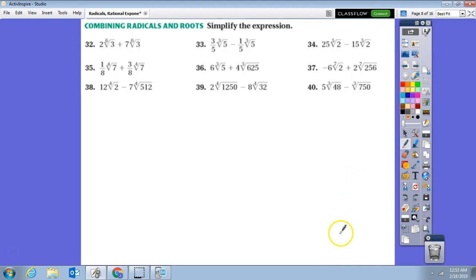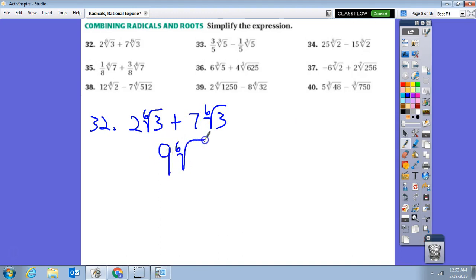We have some adding and subtracting with radicals as well. I'm not going to get into a bunch of these because if you got one like 32 and you're adding like radicals together, you have 2 6th roots of 3 plus 7 6th roots of 3. That is 9 6th roots of 3. Collect like terms is all that is.